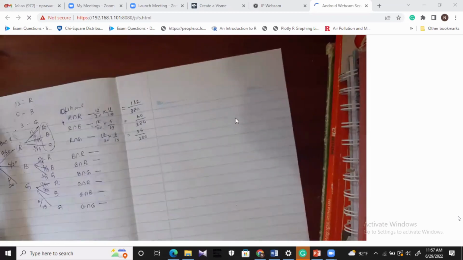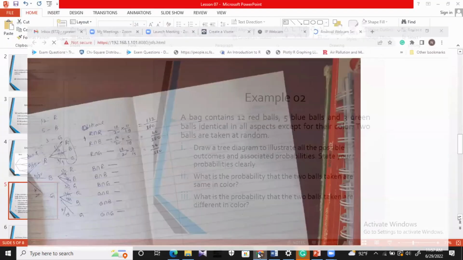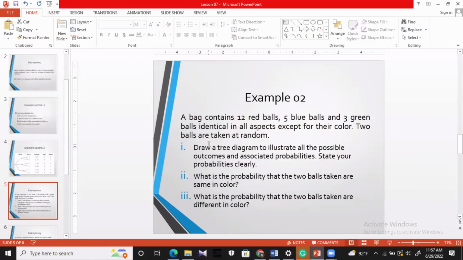Now, let's look at the questions we have to answer. First one: draw a tree diagram to illustrate all the possible outcomes and associated probabilities and state your probabilities clearly. Now we have done it. We have stated all the probabilities and associated probabilities in the tree diagram. So we have done part 1.